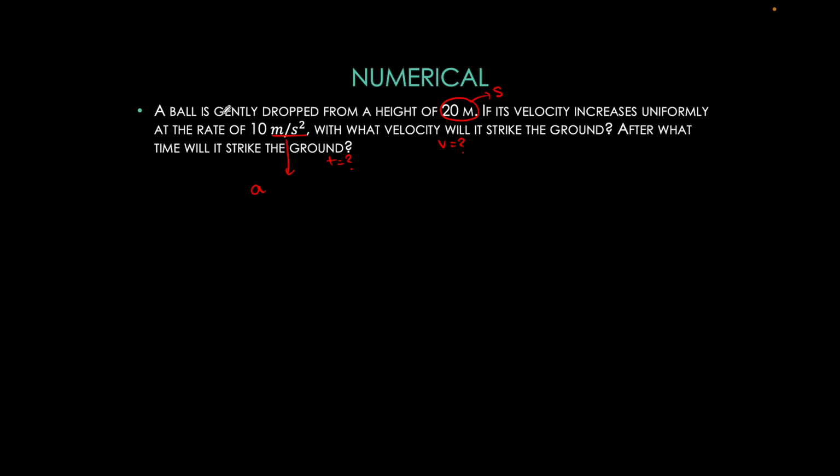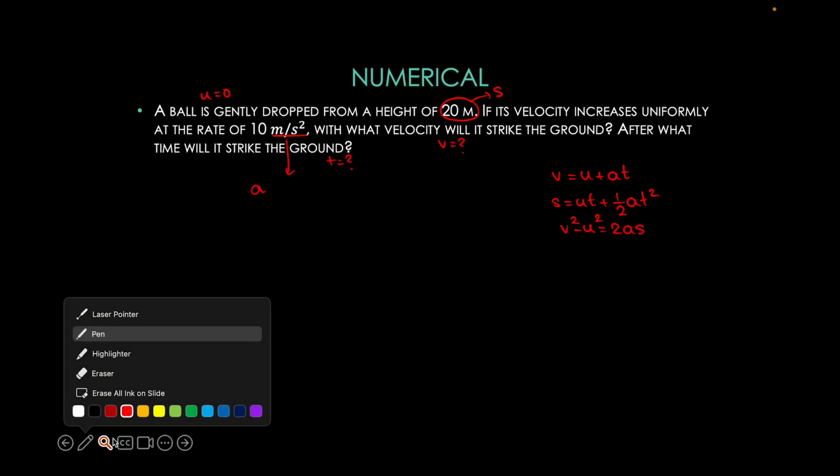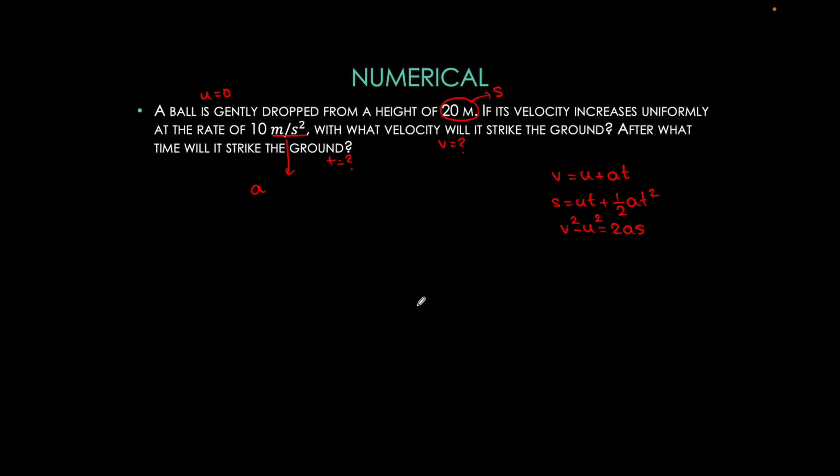So it is said that a ball is gently dropped from a height of 20 meters. So the initial velocity of the ball is what? 0, because it is dropped from rest, right? We need to find v and t. Again, I will write the three equations of motion. We have v is equal to u plus at. We have s is equal to ut plus half at square. And we have v square minus u square is equal to twice as. Now think carefully, which equations are you going to use?